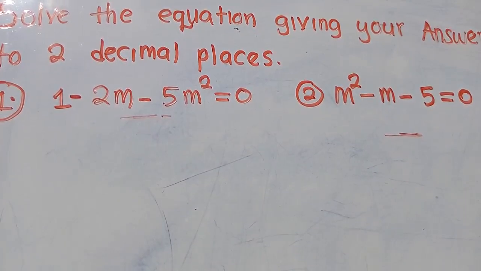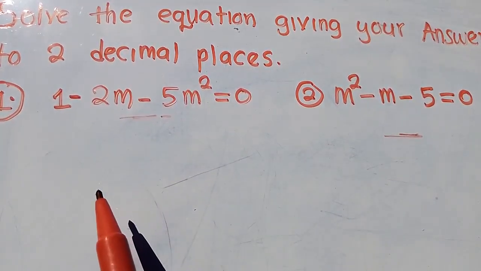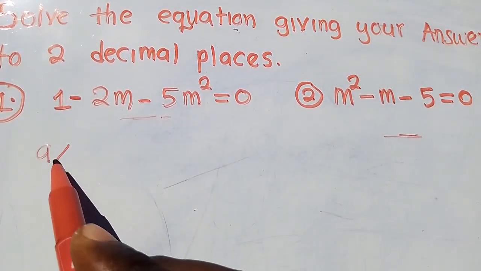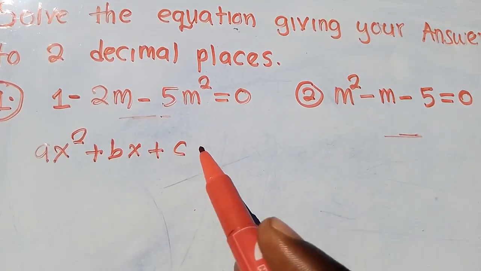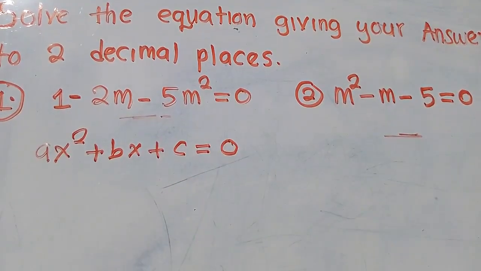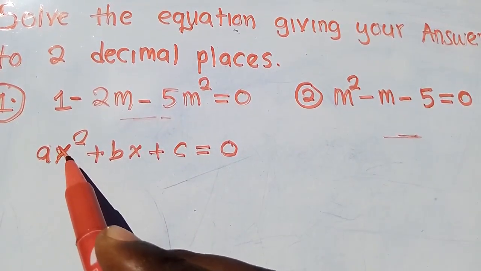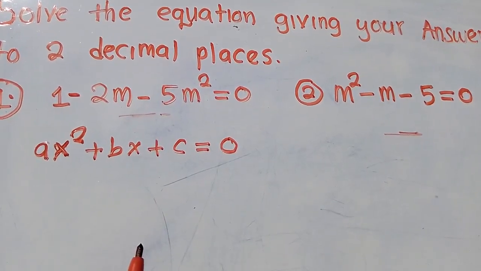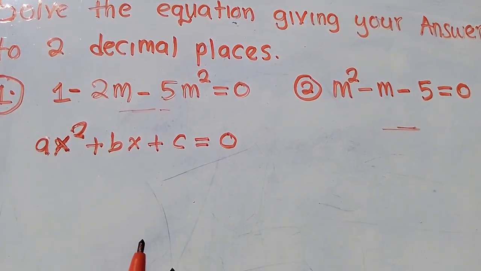So how do you go about that? How do you solve that one? You ask yourself, is this quadratic equation written in the proper format? You know that a quadratic equation is like this. Every quadratic equation should be written in this format: ax squared, meaning the first term that should start is the one having a square.